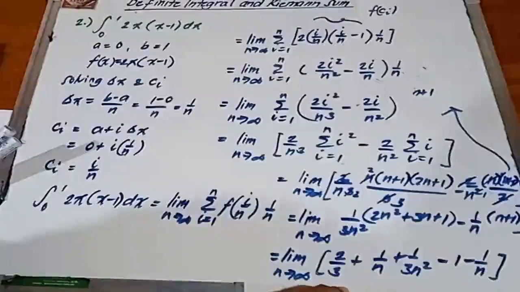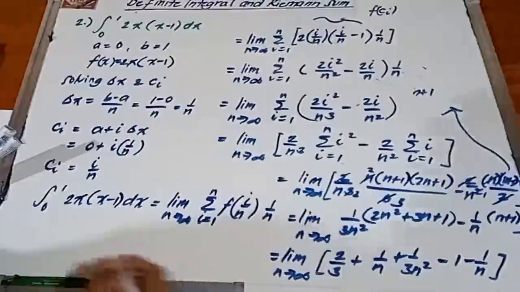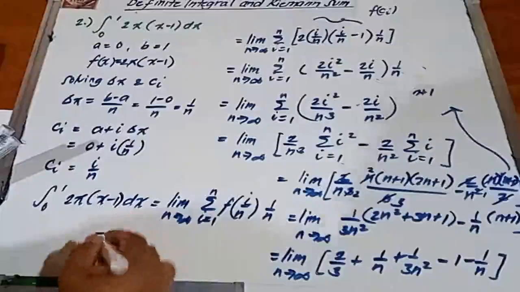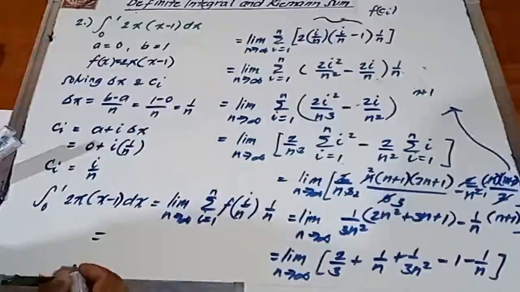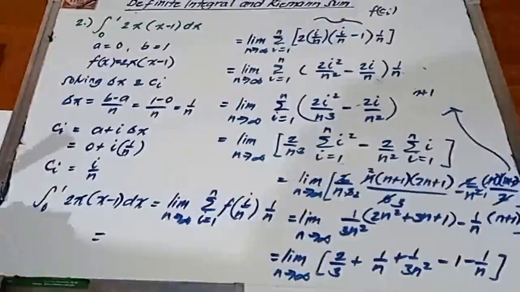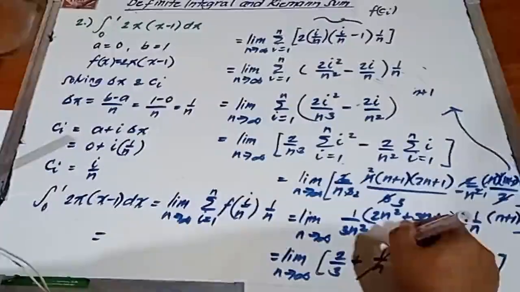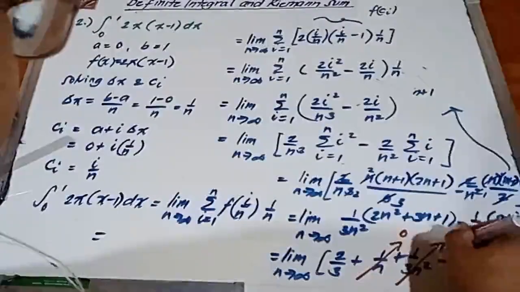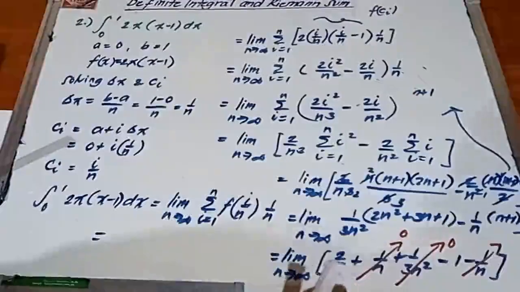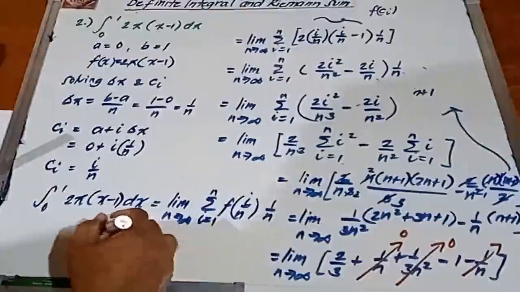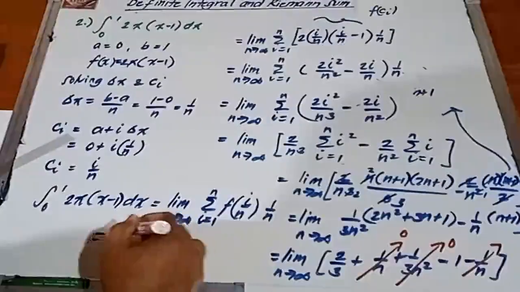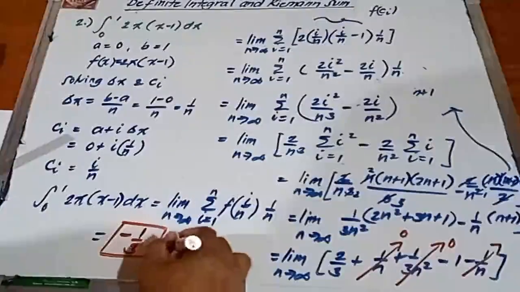So, 2/3 minus 1. So, ang ating sagot is negative, by the way. Okay? So, evaluate natin yung limits as n approaches infinity. So, this is 0, 0, 0. So, 2/3 minus 1 is negative 1/3. Okay? So, sagot natin, negative 1/3.